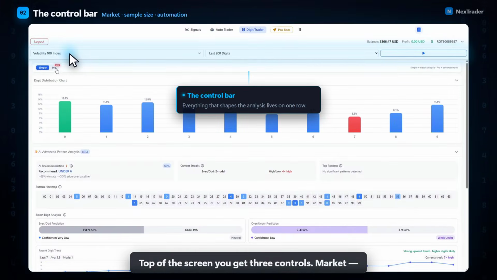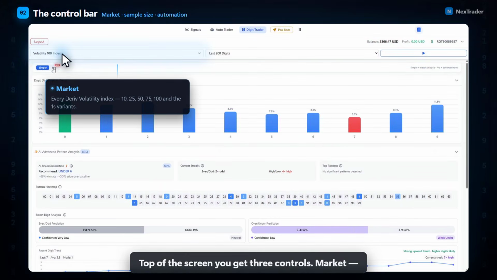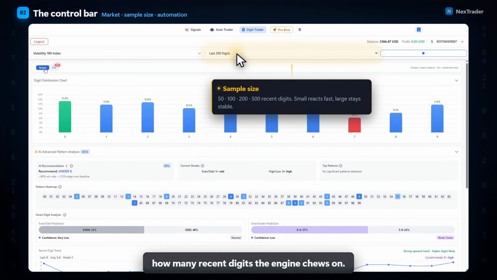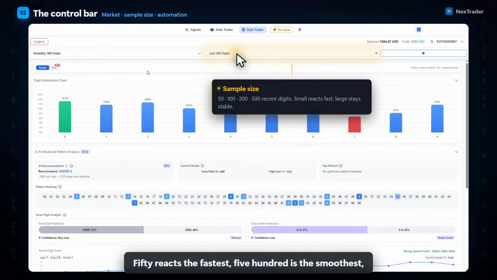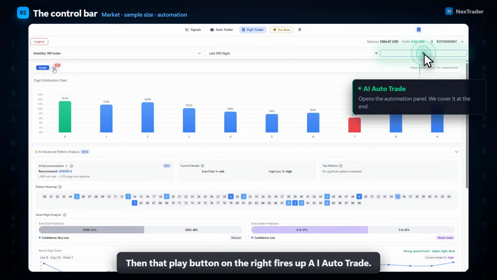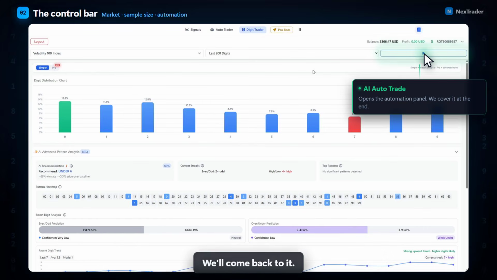Top of the screen you get 3 controls. Market, pick the volatility index you want. Sample size, how many recent digits the engine chews on. 50 reacts the fastest, 500 is the smoothest, and 200 is the sweet spot. Then that play button on the right fires up AI Auto Trade. We'll come back to it.